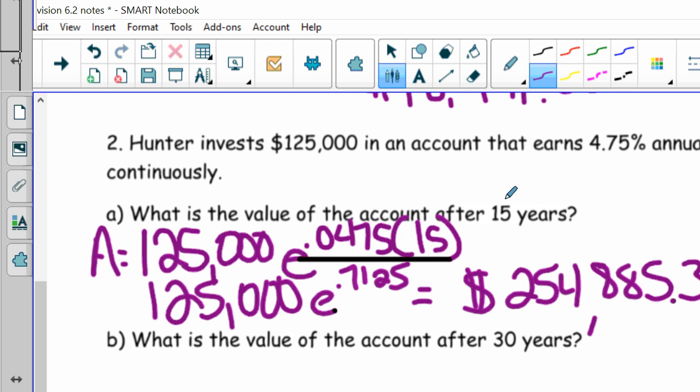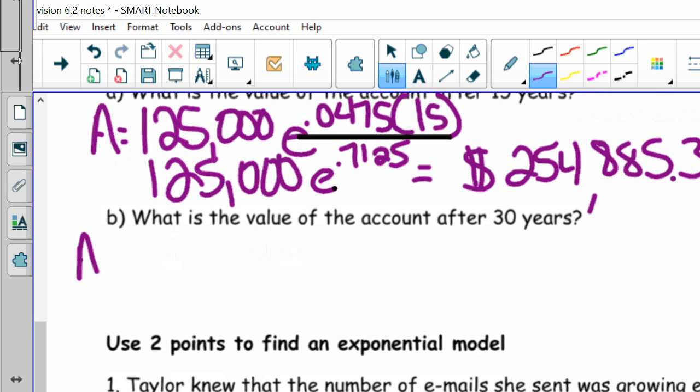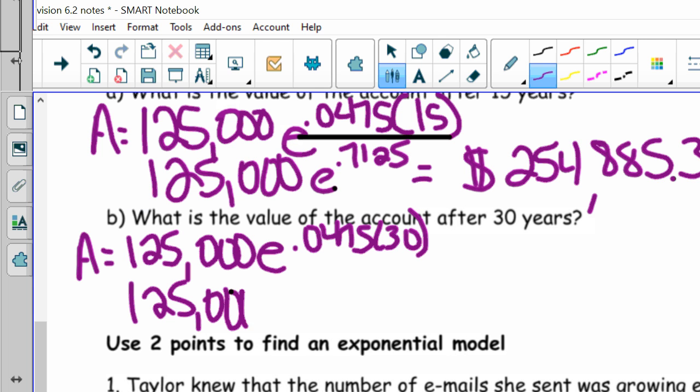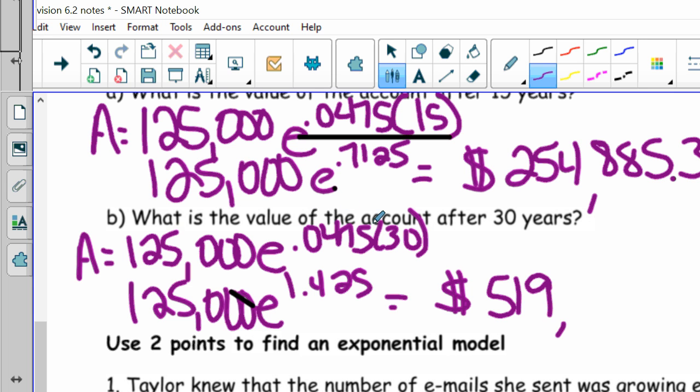So now part B, same thing, only now what would be in the account after 30 years? So A equals 125,000 times e to the 0.0475 times 30. If I do 0.0475 times 30, I get 1.425. Put all of that in our calculator, and we end up with $519,732.23. Again, very nice investment.